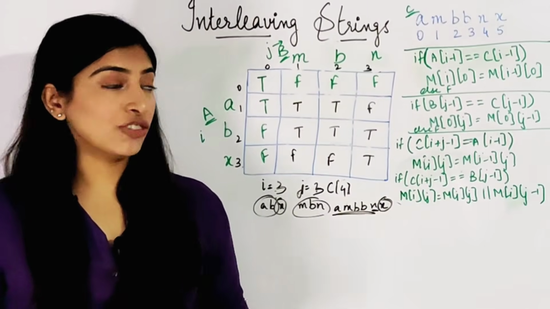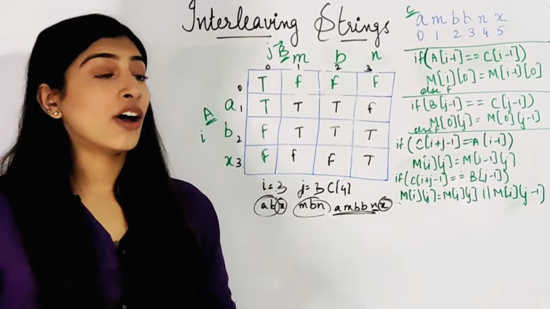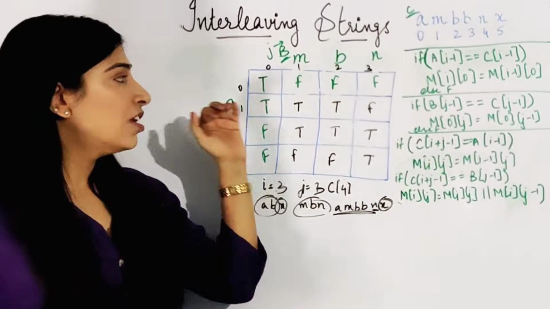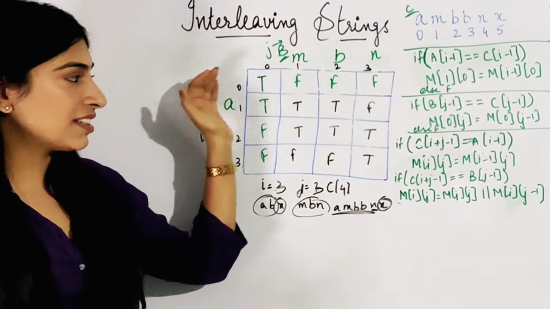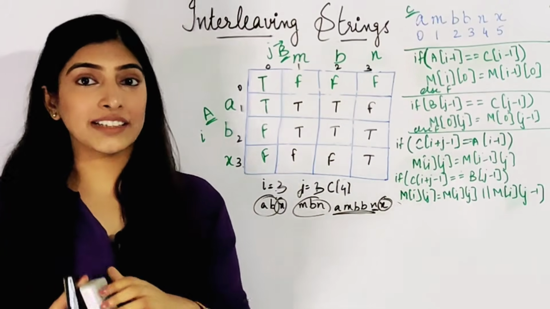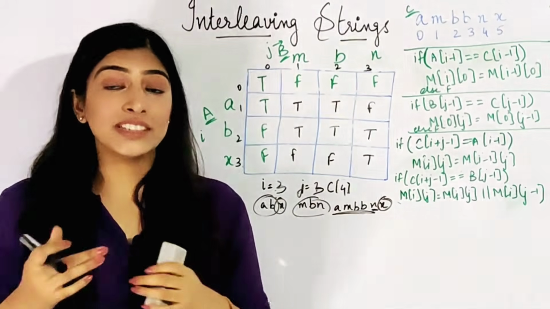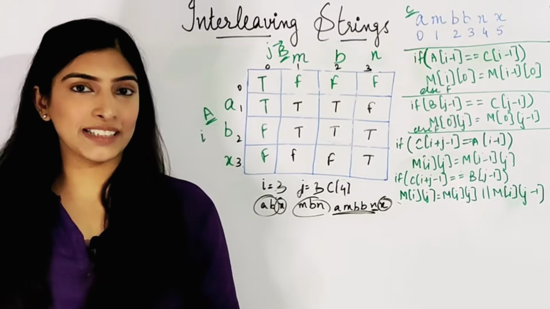I hope after the dry run you have understood the solution completely. What will be the time complexity now? If L1 is the length of one string and L2 is the length of another string, the time and the space complexity will be L1 into L2, which is much less than the 2 power n complexity that we saw earlier.